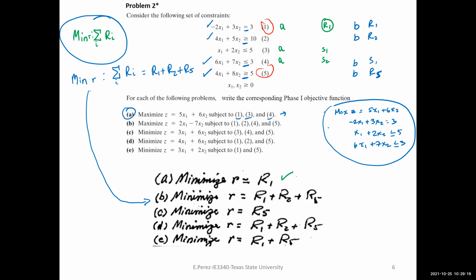The minimization of R1. What if I put for answer max Z equals 5x1 plus x2 plus f1? That's not correct, because that's not the phase one objective function. It is always the minimization of the artificial variables.